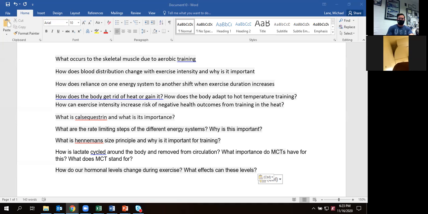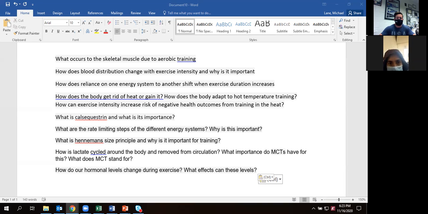How does reliance on one energy system shift to another when exercise duration increases? Well, remember, as we go up in duration, we go from that ATP-PCr, anaerobic glycolysis, aerobic glycolysis, and beta oxidation. We're always using all of them, but the key is we're just going to go on that max sprint, and then we're going to slow down because we're going to anaerobic glycolysis. And we're going to slow down even more because we've just kind of hit that bonking anaerobic part. So we're only left with aerobic glycolysis. And if you keep going for like maybe 2 hours, or less than that if you're going at super high intensity, we're going to be left with just beta oxidation.